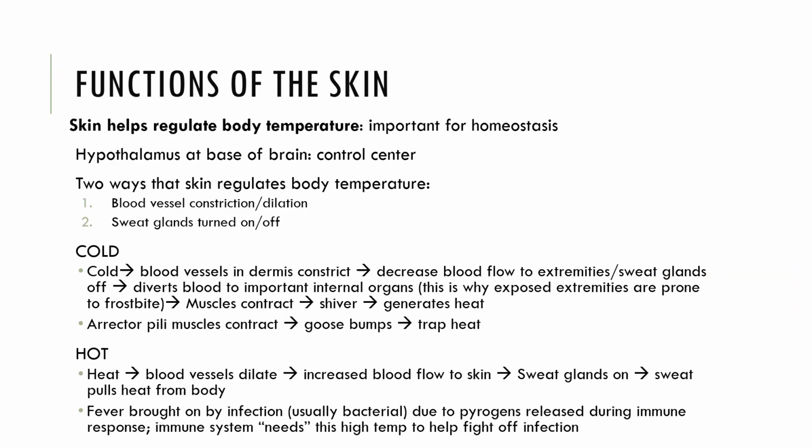Okay, the regulation of body temperature is important for homeostasis. The hypothalamus at the base of the brain is a control center. So there's two ways that skin regulates body temperature. This is blood vessel constriction or dilation, and also sweat glands are turned on and off.